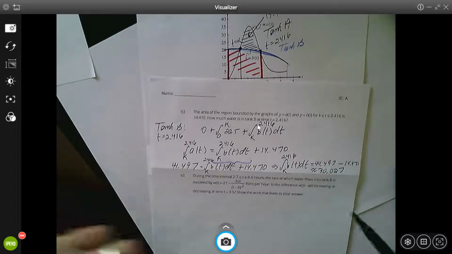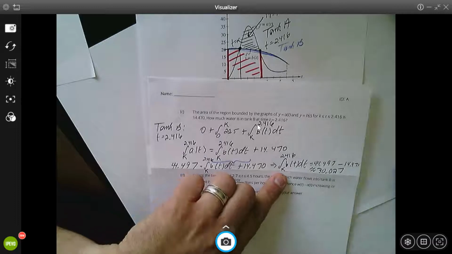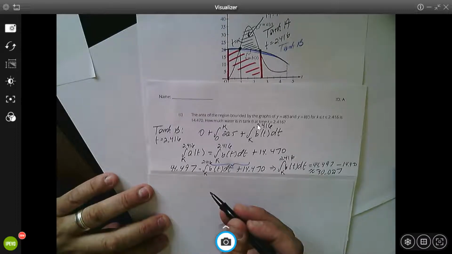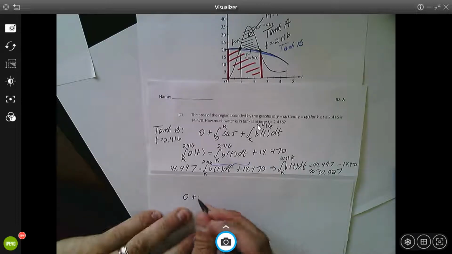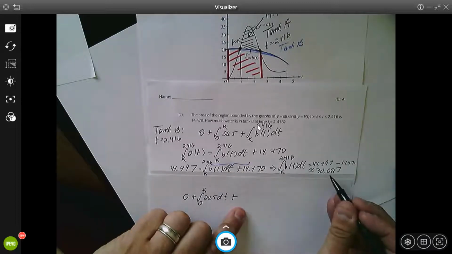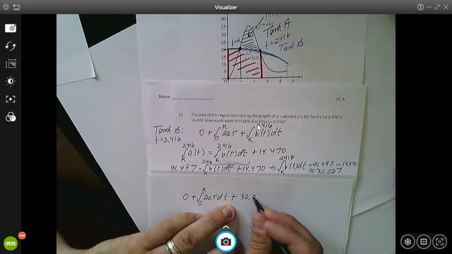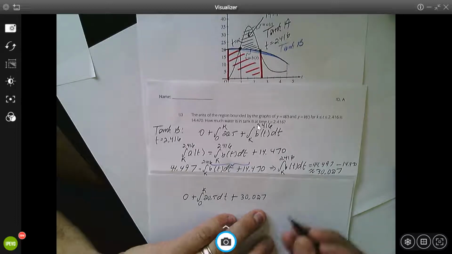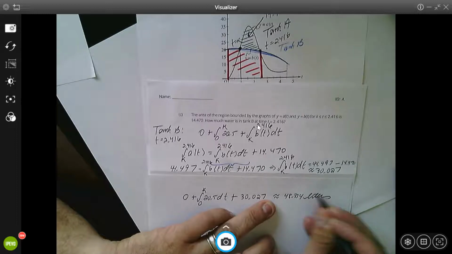What did you just find? You found the integral from k to 2.416. Let me get another piece of paper. What they asked us to find was how much is in tank B. We've got the 0 liters in the beginning, plus the integral from 0 to k of 20.5, plus this value over here is the final value that I needed, which is 30.027. When you type all of that into your calculator, what you're going to get is 48.314 liters.